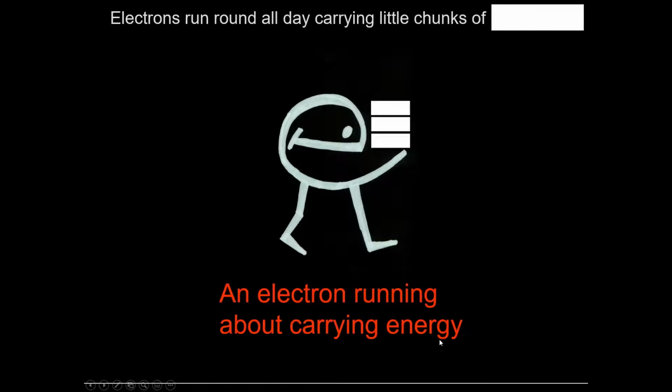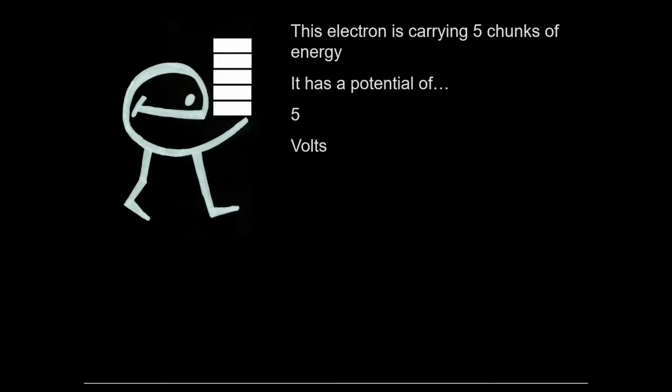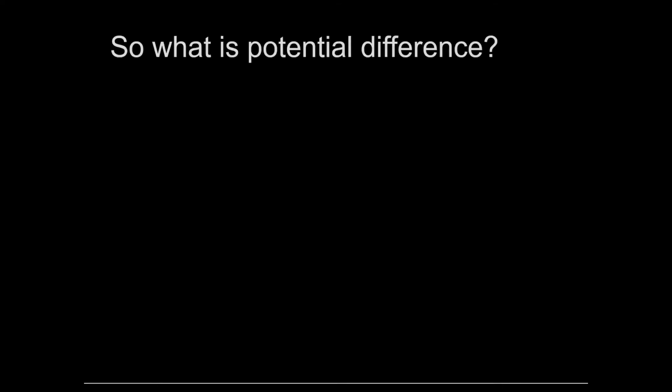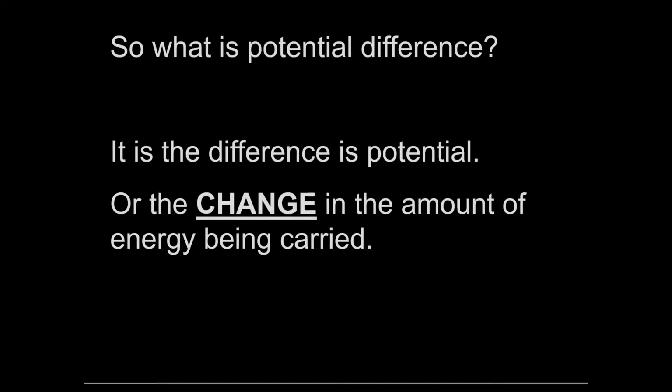You can imagine electrons running around all day with little chunks of energy. I'm using energy and voltage a little bit interchangeably, and they're certainly similar. So you could say this electron is carrying 1 chunk of energy, and the posh way of saying that is this electron has a potential of 1 volt. You can say this electron is running around with 4 chunks of energy, and therefore it's got 4 volts. So potential difference is the difference in potential. It's the difference in this energy. It's the change in energy.